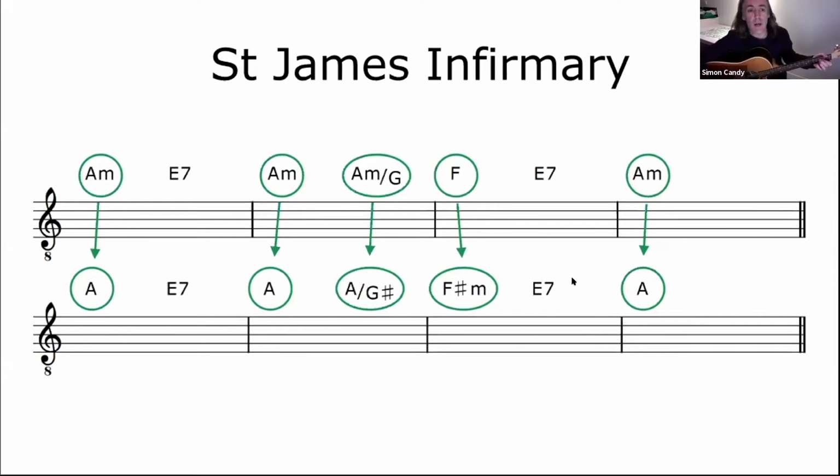Okay, so again, I'm just replacing like for like here. A minor becomes A major, E7 stays the same, common to both keys. G becomes the G sharp in the A chord, sixth chord again there, F becomes F sharp minor.